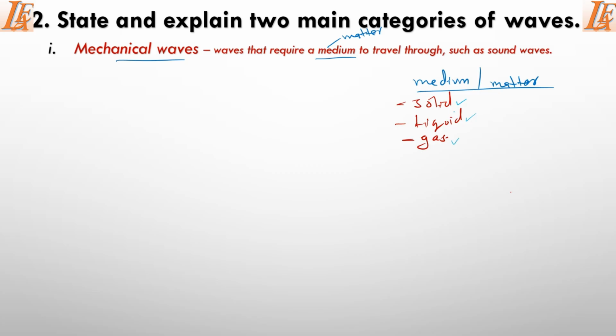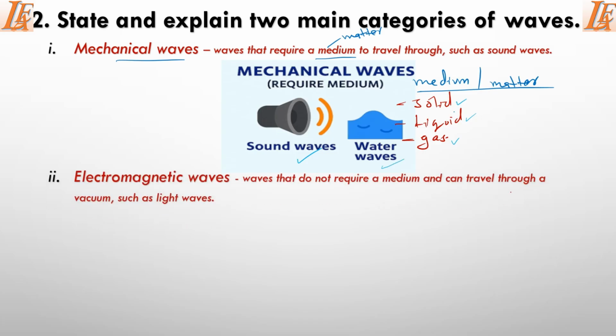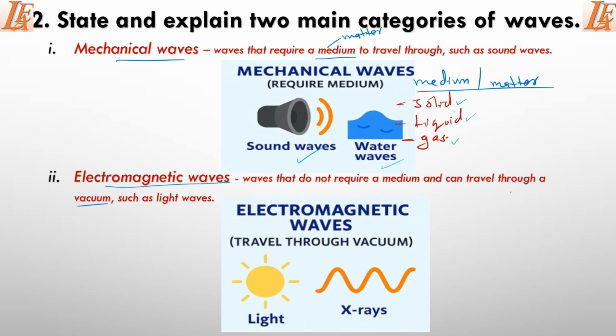So for mechanical waves, they can only travel if there is matter, that is solids, liquids, and gases. A good example is sound wave and also water wave. The second category of waves is what we call electromagnetic waves, and electromagnetic waves are defined as waves which do not require a material medium. So electromagnetic waves do not require solids, liquids, and gases, hence they can travel even in a vacuum, which is an empty space. A good example of electromagnetic waves is light waves.